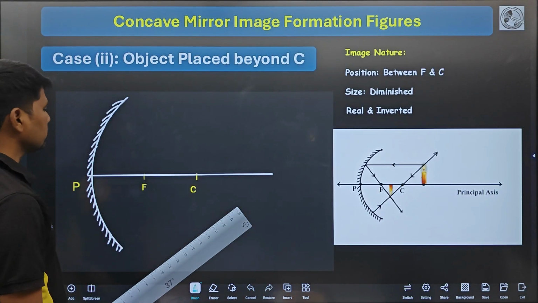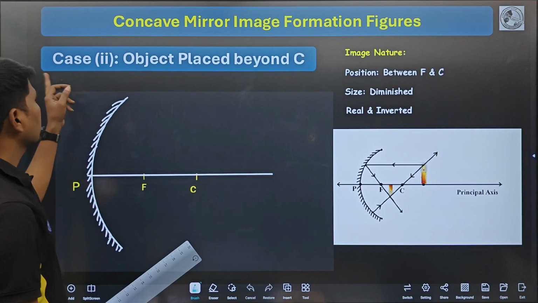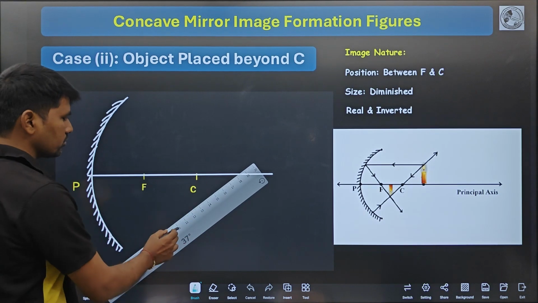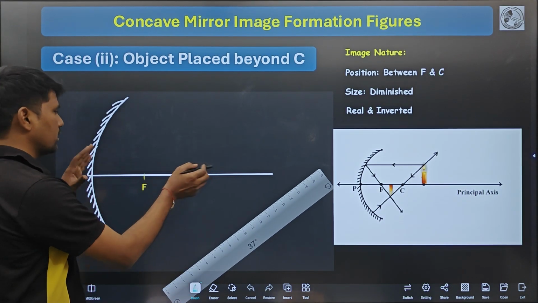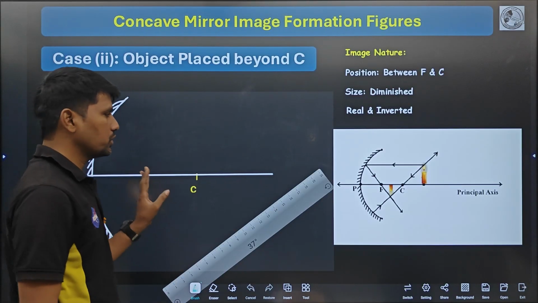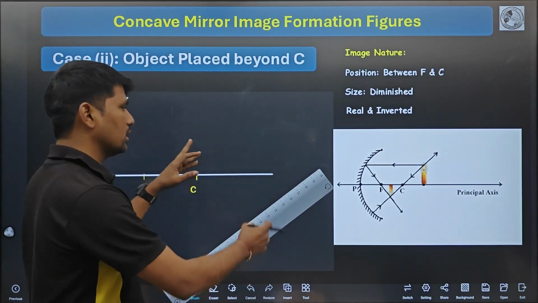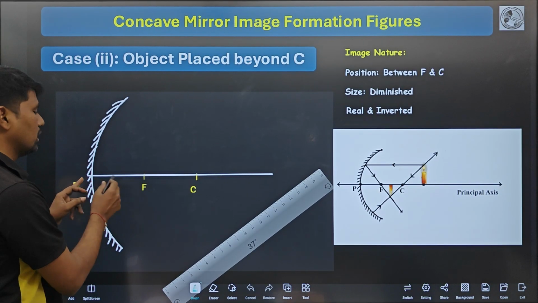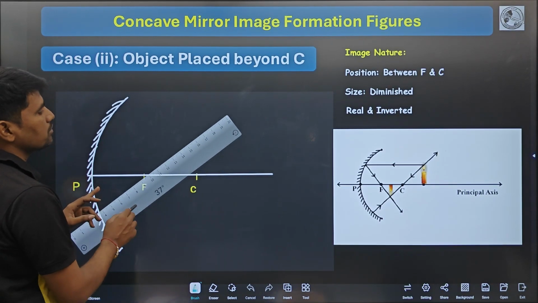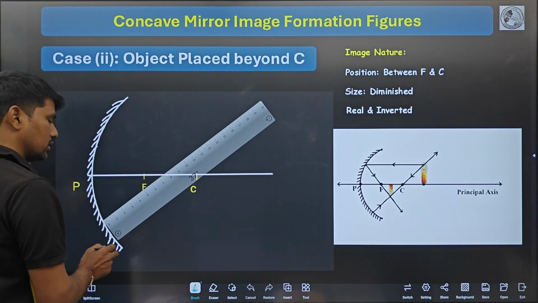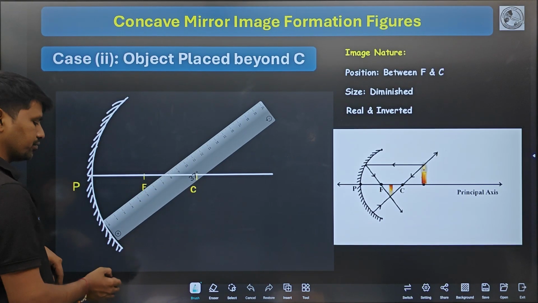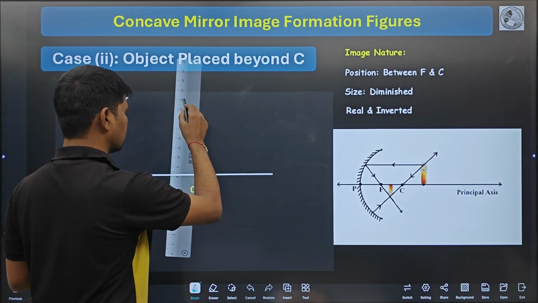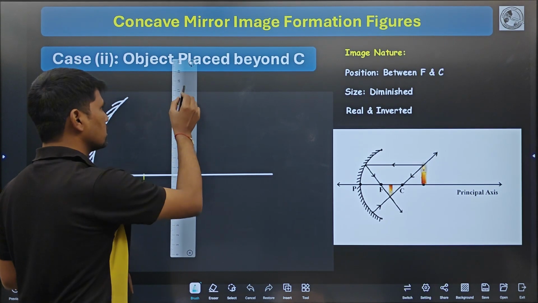Okay, next one. Case 2: object placed beyond C. Object placed beyond C means what? Then how do we take the measurements? First of all, you should take these measurements. I already showed it with a big figure. We take a 4 centimeter radius and mark the 2 centimeter focus from the pole. So object placed beyond C. I'm taking the object beyond C. Beyond C, where do we have to take it?